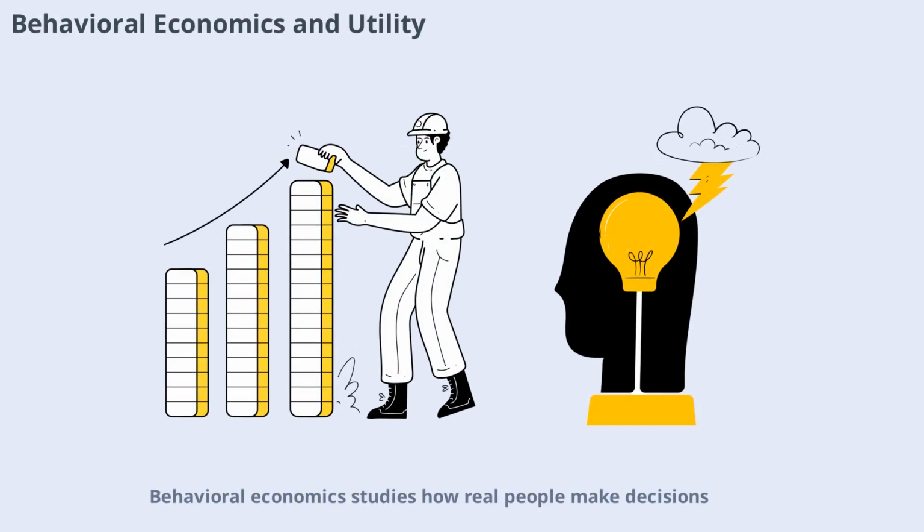Behavioral economics studies how real people make decisions, often deviating from traditional utility theory. It explores biases, heuristics, and psychological factors that influence choices. For example, people might overvalue immediate rewards or be influenced by how options are presented. By integrating insights from psychology, behavioral economics provides a richer understanding of decision-making.